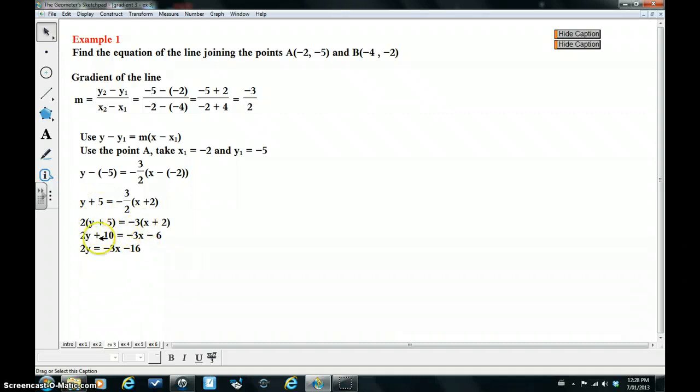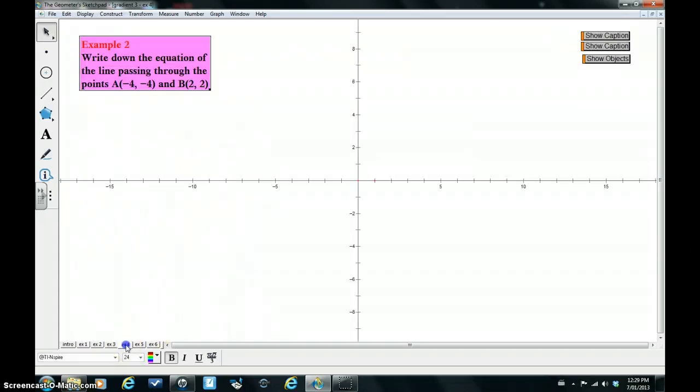We can remove the brackets. 2y plus 10 equals minus 3x minus 6. Be careful, because there's a minus times a plus there, gives a minus. And then finally we could subtract 10 from both sides, so you get 2y equals minus 3x minus 6 take away 10 is minus 16. So this is probably the best form of the answer. Okay, so we've found the equation of the straight line that passes through these 2 points. Let's try another example.